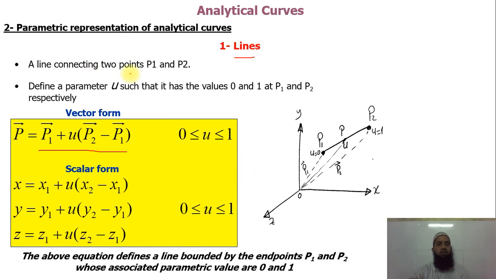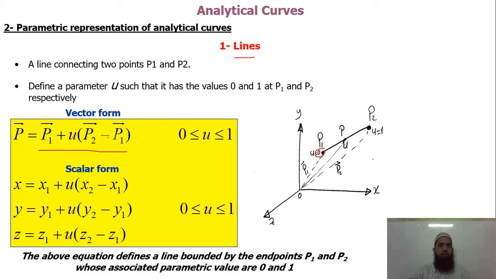A line connecting two points p1 and p2. We always have the line connecting two points, one is p1, another is p2. As I said, it starts from 0 and ends at 1. We have p1 and p2, and p is a function of u, and the value of u goes from 0 to 1.